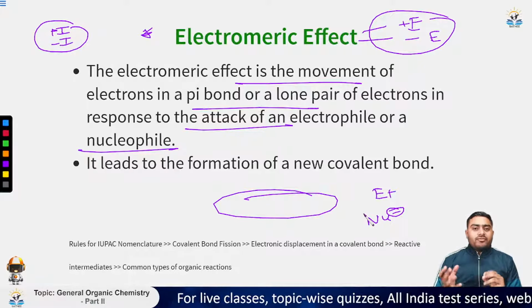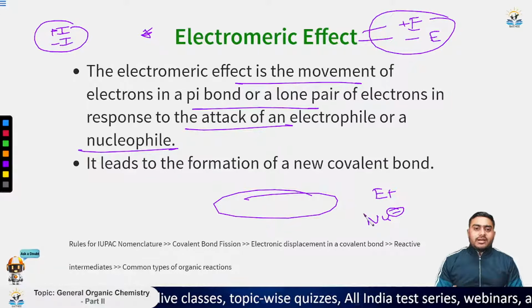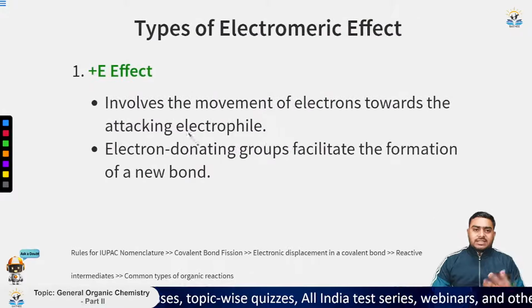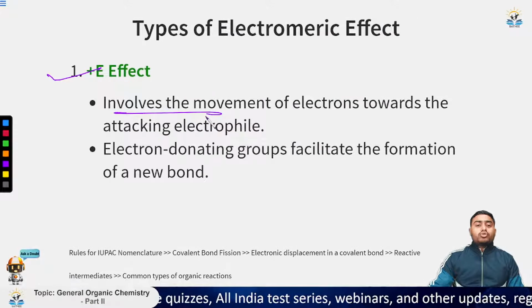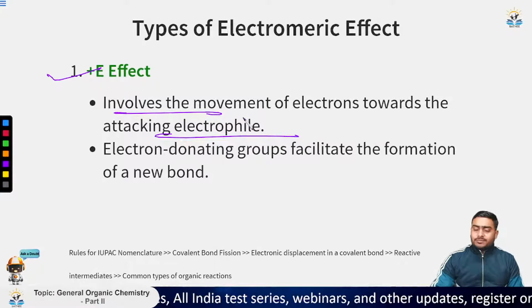This comes into play when there is an attacking species. It leads to the formation of a new covalent bond. So let's understand the plus E effect. The plus E effect involves the movement of electrons towards the attacking electrophile.